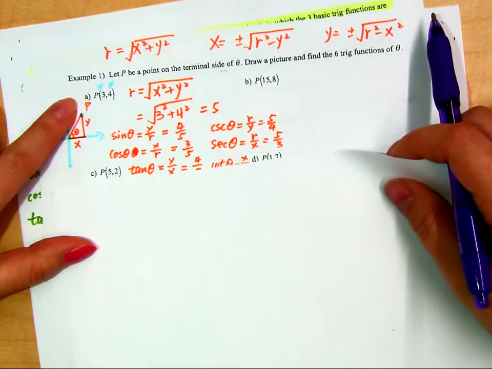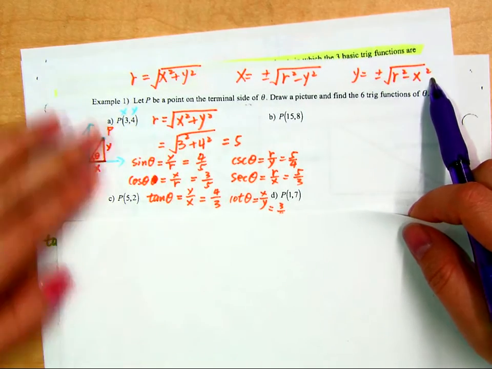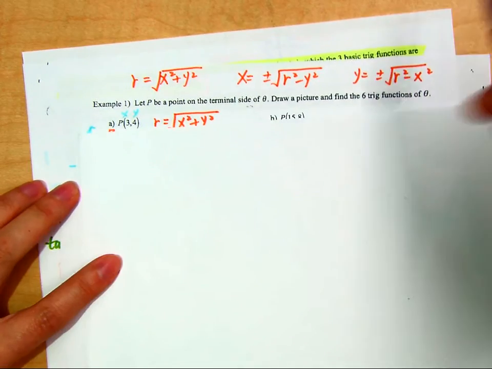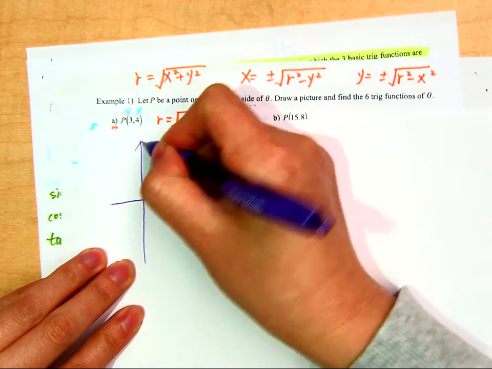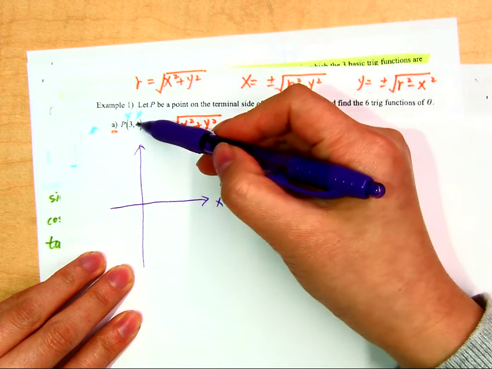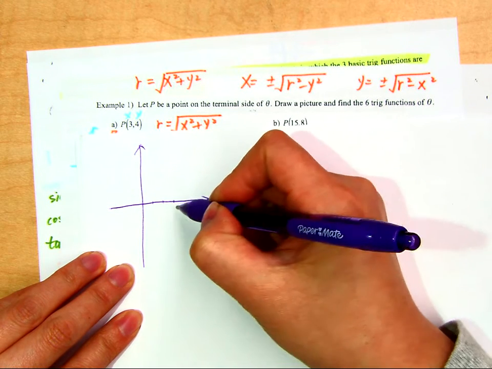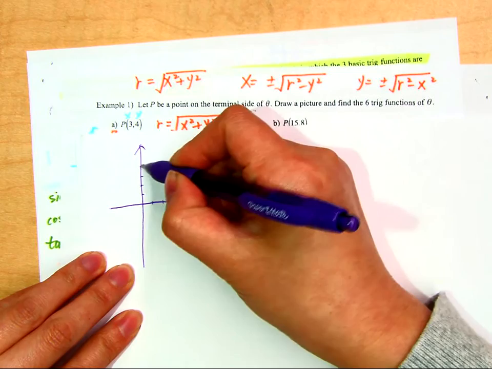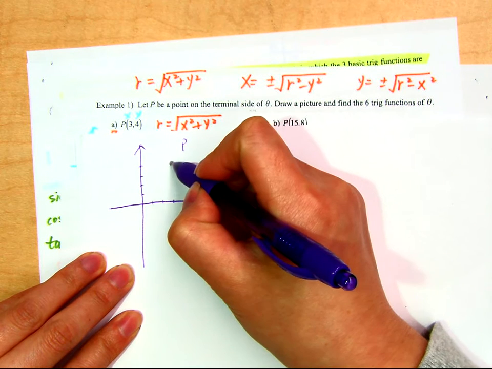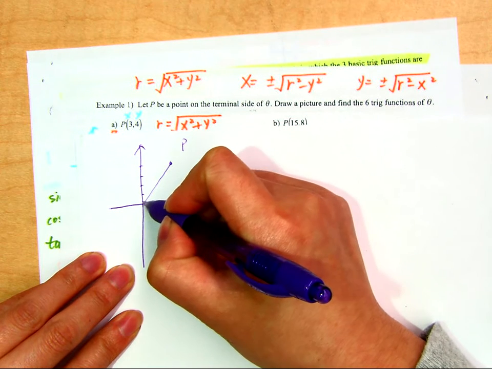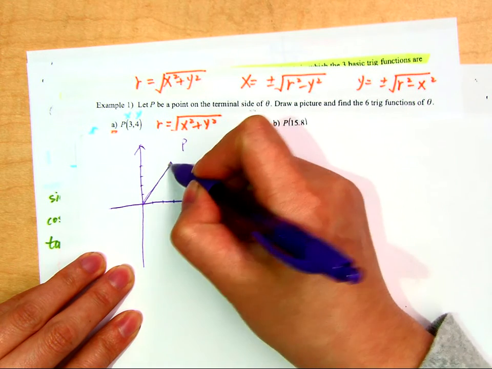For example, for this question, example 1, we are given a point P, which is (3, 4). If I want to make a right triangle, that's the x-axis, that's the y-axis, and we plug this point into this coordinate system. So x is 3 and y is 4, and that would be the point P. Now we connect this point P with the origin, and we call this the terminal side of this angle.